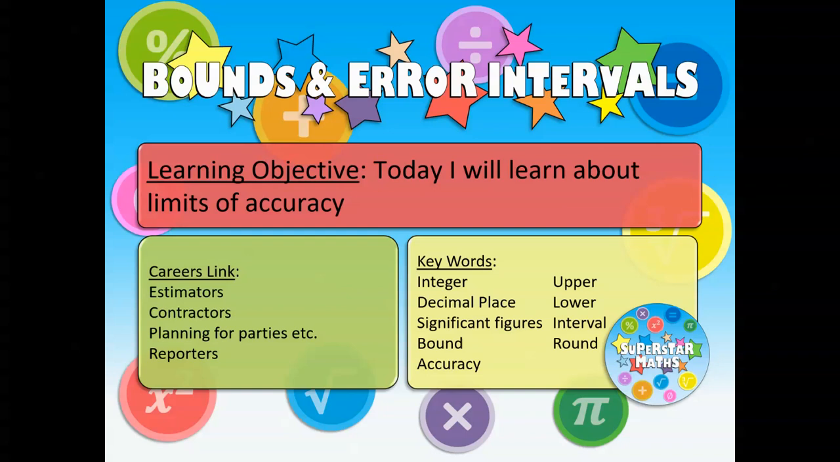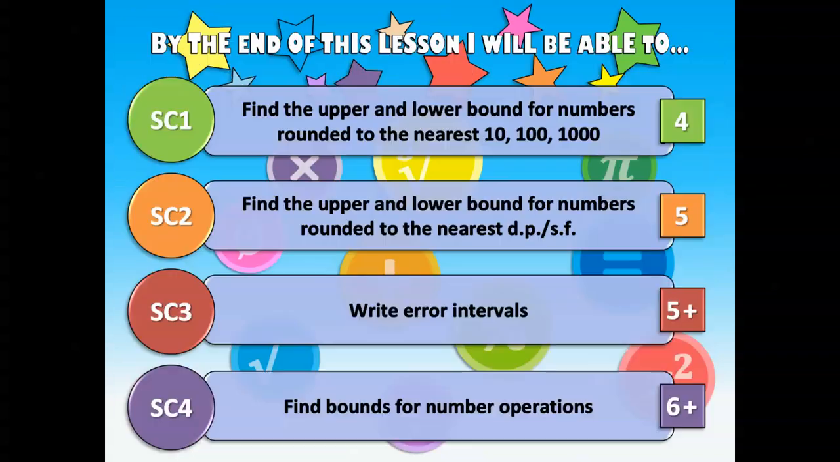Hi guys, welcome back. Today we are going to learn about bounds and error intervals. We've got 4 success criteria, and the first one is to find the upper and lower bound for numbers rounded to the nearest tens, hundreds and thousands.